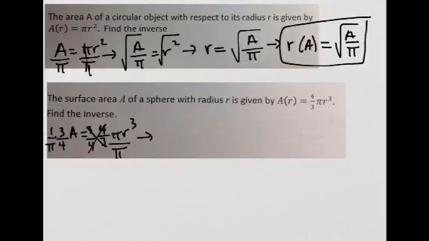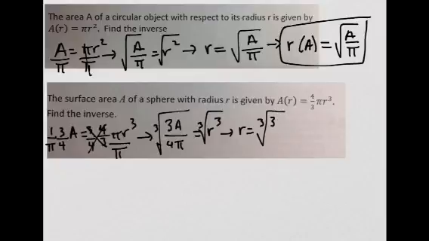So then that's going to give me 3A, because 1 times 3 is 3, and 4 pi equals r cubed. So to leave r by itself, we do the cube root of both sides. So that leaves r equals cube root of 3A over 4 pi. So now we just write it in proper notation, which is r of A equals cube root of 3A over 4 pi.